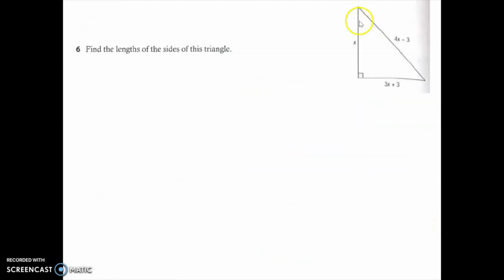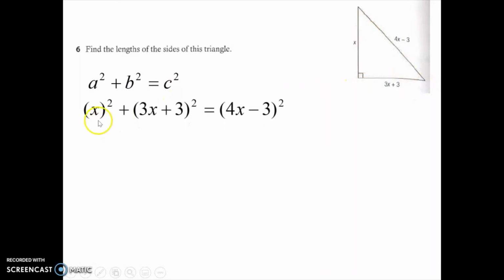We're given a triangle. It is a right triangle, and it says find the lengths of the sides. Well, you should know a very important rule or theorem about right triangles and its sides. What is that theorem? It is the Pythagorean theorem, and we know it is a squared plus b squared equals c squared. That's the one leg squared plus the other leg squared equals the hypotenuse right here squared. So replace this equation with these things squared, and let's see what we get. Okay, so x squared plus 3x plus 3 squared. We have the parentheses around it because it's that whole thing squared, and then equals the hypotenuse, again, parentheses squared.